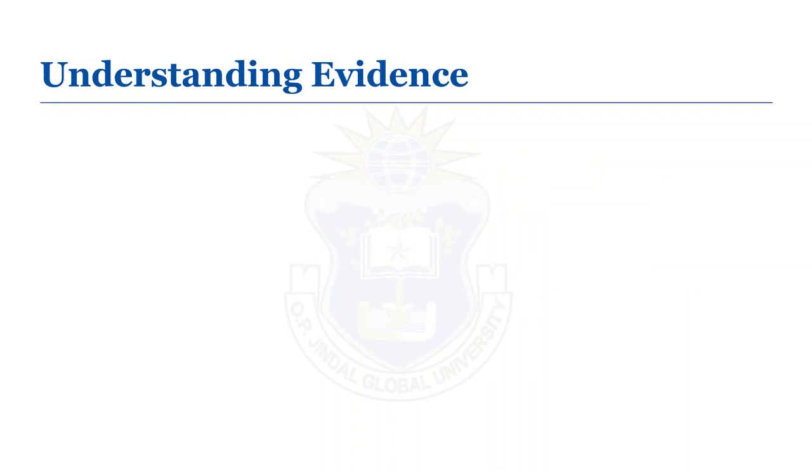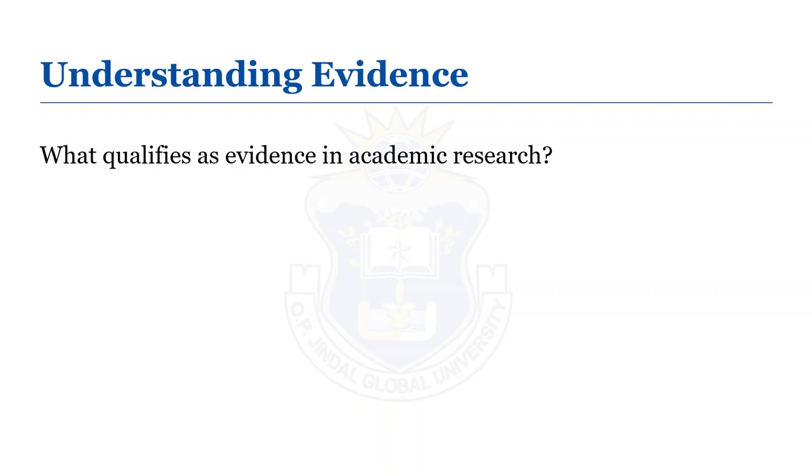Before we move towards identifying claims and evidence in an academic paper, it is important to understand what constitutes evidence. What kinds of information and material qualifies as evidence in the world of academic research? Simply speaking, the answer to this question lies in the research question asked and the method being used to conduct the research or to collect the data.